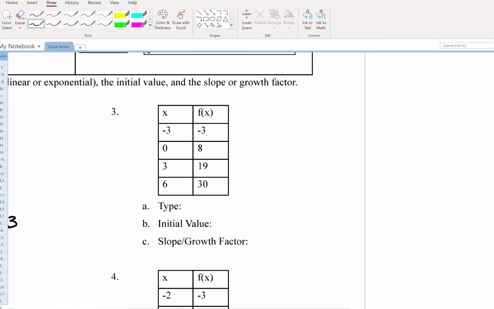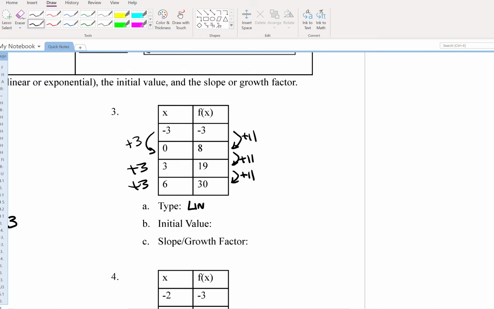Now, look at this one. Here, we look at this. This is a change of not plus 1, but this time it's plus 3 and plus 3 and plus 3. But over here, from -3 to 8, that would be plus 11. Is 8 plus 11 19? I think so. Plus 11. And then 19 plus 11 is 30, is that plus 11? Yes, it is.